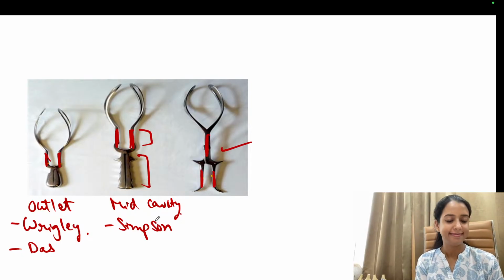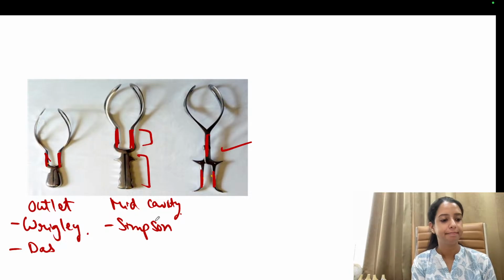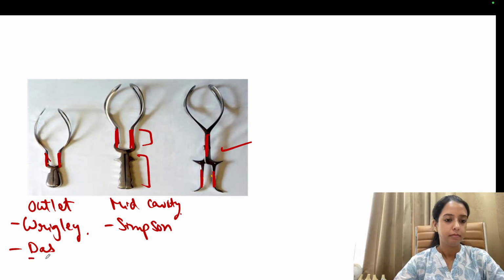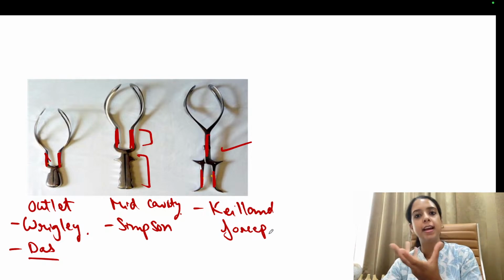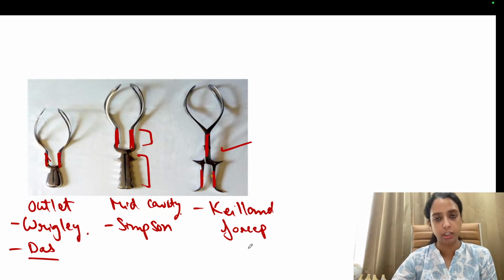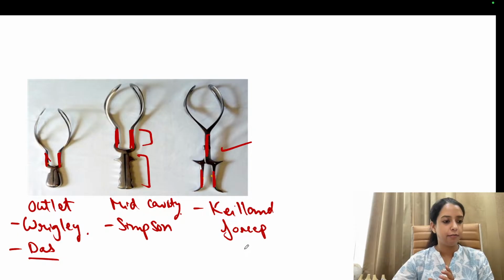Oh, good. By Dr. Kedarnath Das. Tell me the name of this forceps. Correct. It is Kielland forceps, used for rotational deliveries. Rotational means the occiput is posterior or transverse, but the head is still below the spines. Then you use Kielland forceps.